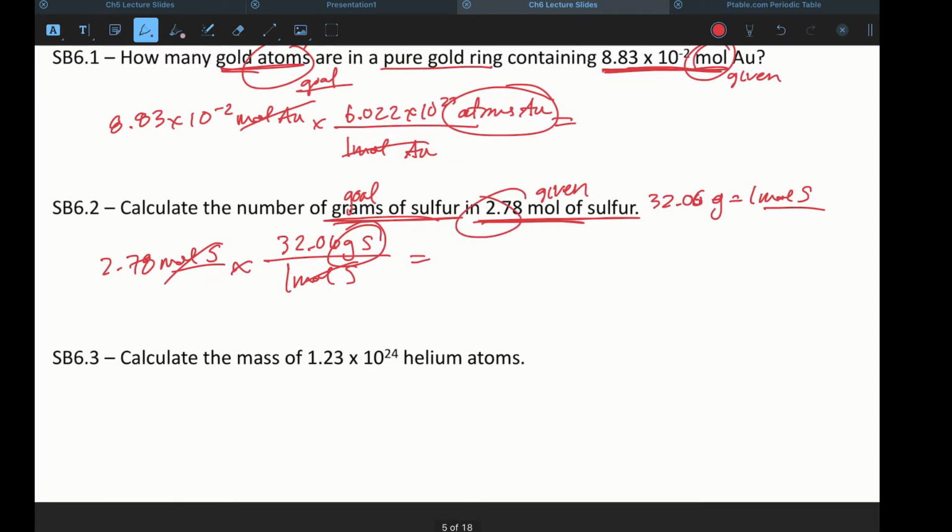All right. Calculate the mass of this many helium atoms. So my given is atoms. My goal is mass. What do we notice here? This one's a tiny bit more thoughtful, in that there is no direct conversion between atoms and mass, but I can go from atoms to moles, and then to mass, yes? So I can use multiple conversion factors. So we have 1.23 times 10 to the 24th helium atoms.